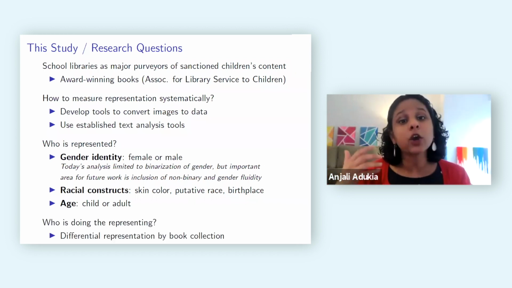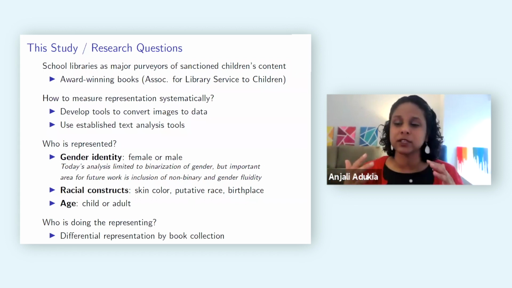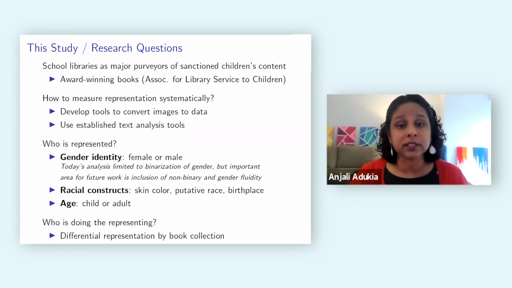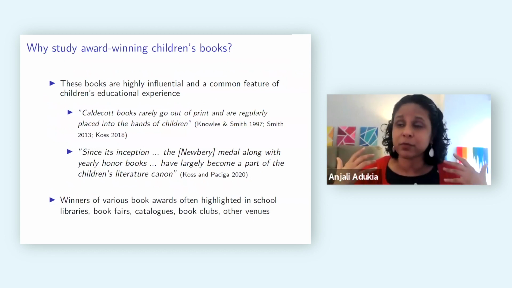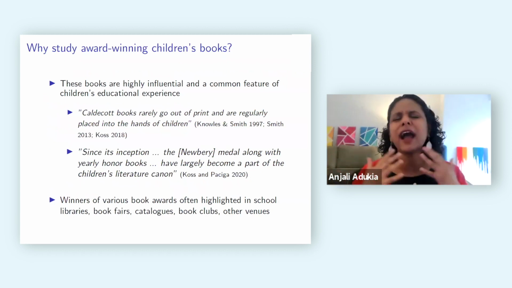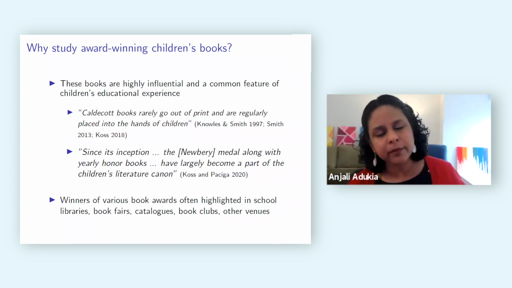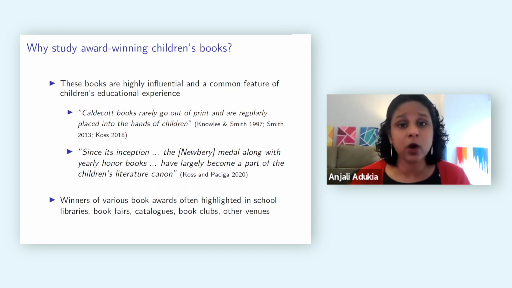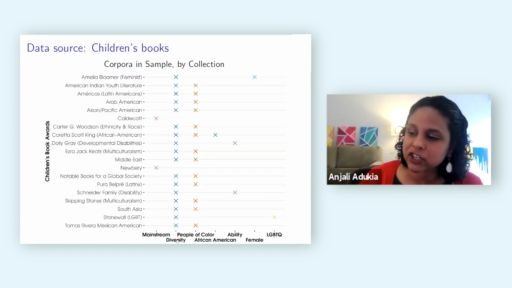And then we'll also look at who is doing the representing and to see whether different book collections represent people differently. And why are we looking at award-winning children's books? It's because they're highly influential. They're very likely to show up in school libraries and classrooms, on people's bookshelves. And to give you a sense of how we're actually breaking these up.